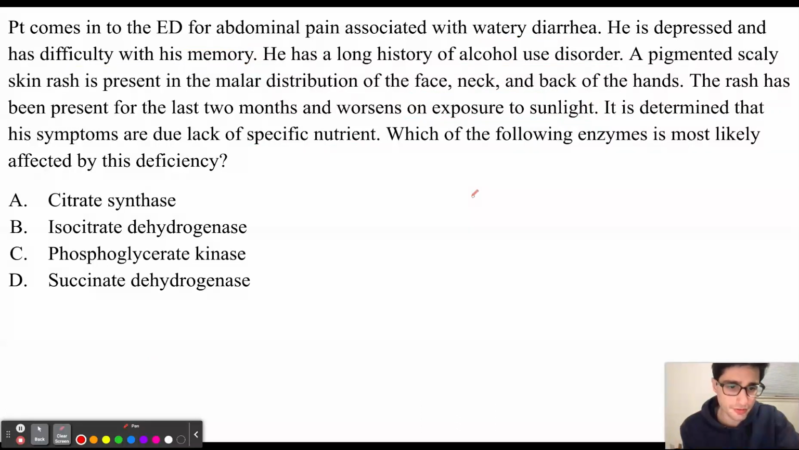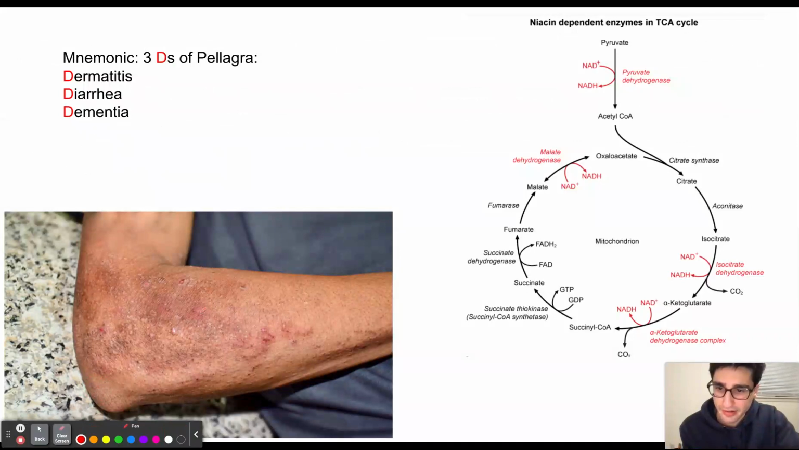Vitamin B3 is also known as niacin, and usually patients with alcohol use disorder as well as patients at risk for nutrition deficiencies are going to be developing pellagra most commonly. And here in this image, we're going to see the characteristic rash of pellagra in this individual.